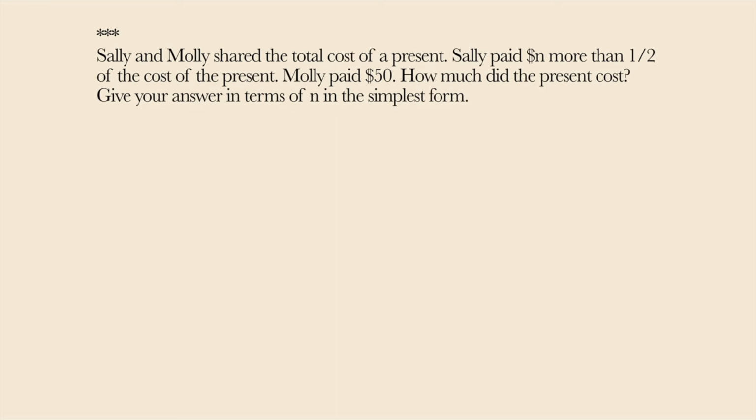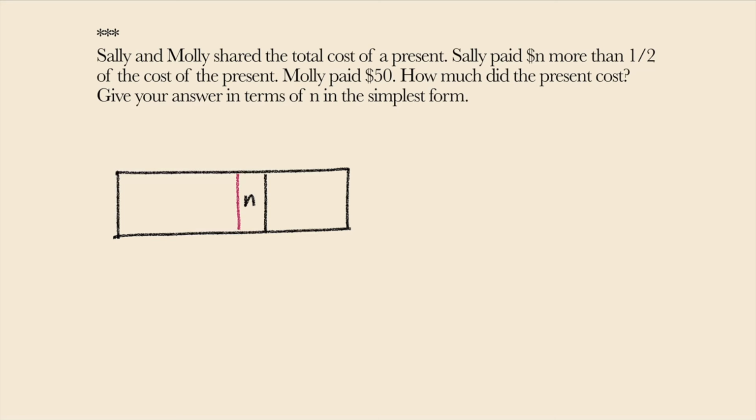Sally and Molly shared the cost of a present. Sally paid $N more than half the cost of the present. Okay, so let's draw a model representing the cost of the present. And let's draw the purple line here representing half. Now, Sally paid $N more than half. That's how we showed Sally's share. So halfway point plus N, that's Sally's share.